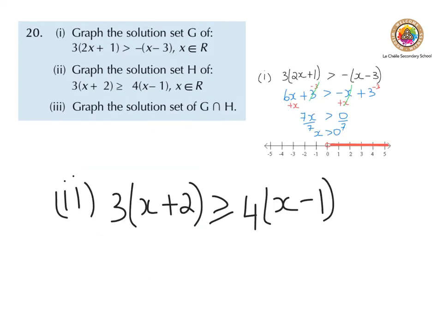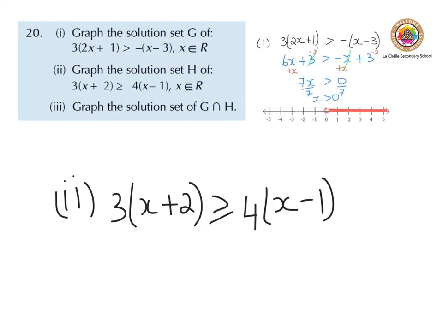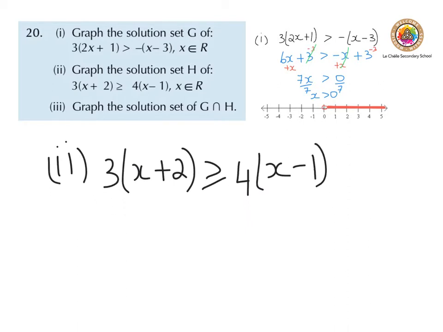Similarly in part 2, we are told that x is an element of the real number line as well, and we are asked to solve this bracket here. Expanding it out, 3 times x is 3x, 3 times plus 2 is plus 6, which is greater than or equal to 4 times x is 4x, and 4 times minus 1 is minus 4.